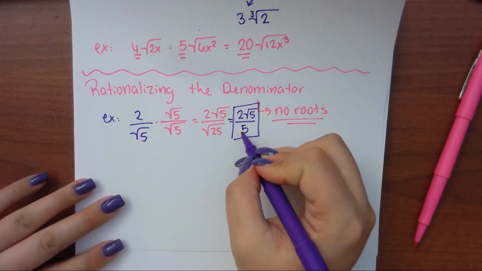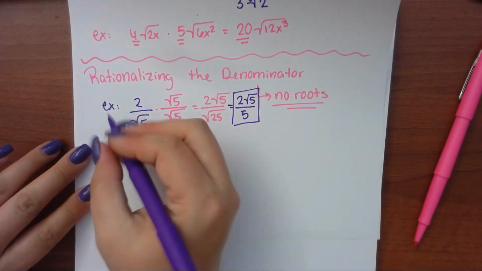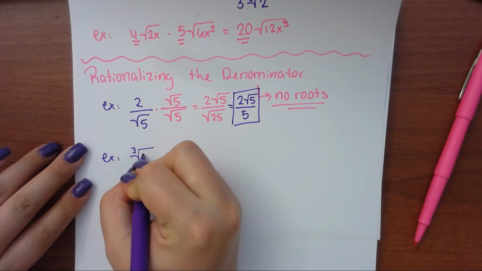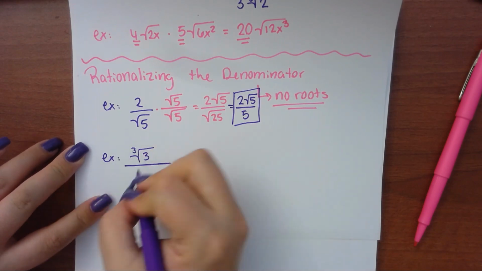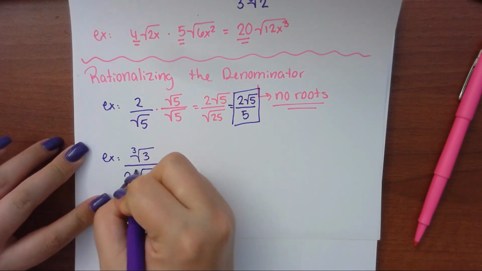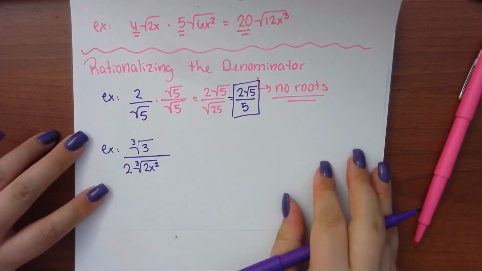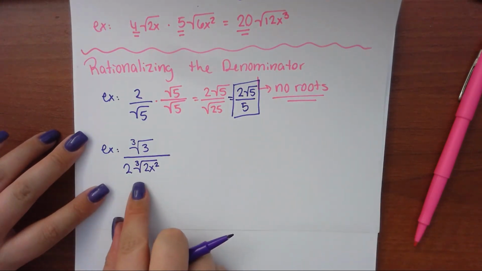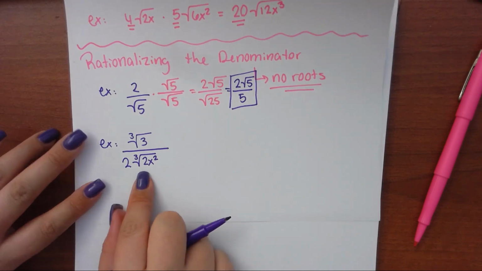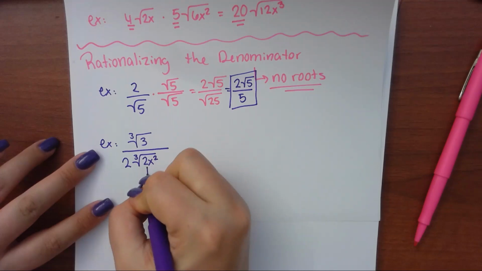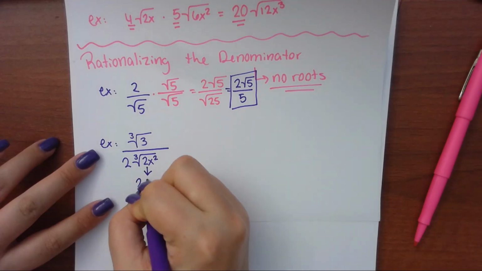Let's look at one more. So let's look at cube root because it's a little different. Let's say I have the cube root of 3 in the numerator over 2 times the cube root of 2x squared. So this is a problem because I don't want the cube root in the denominator. But let's look at the factors. Looking at the factors, I have a 2, I have an x, and I have an x.